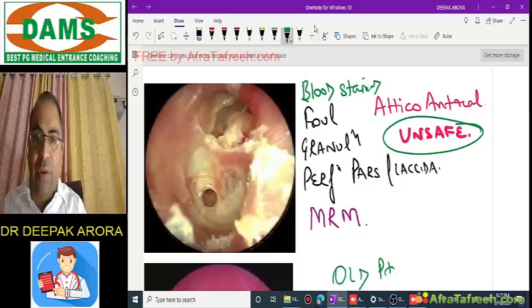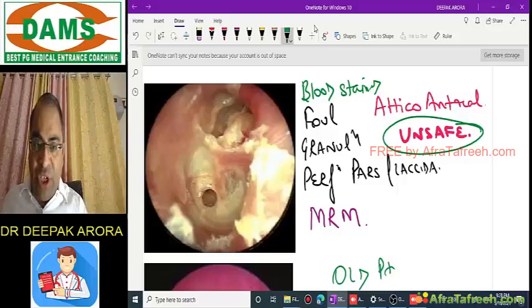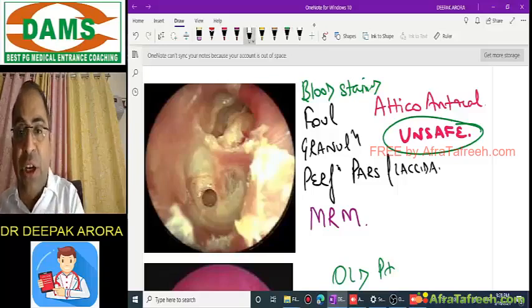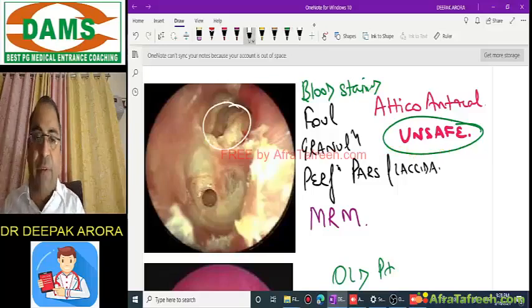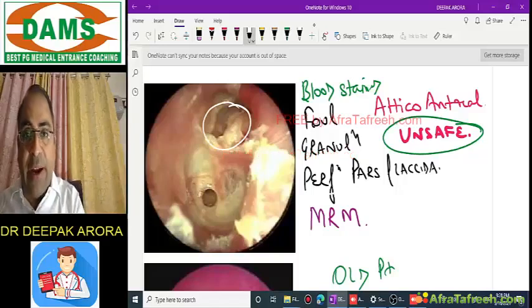Again, listen to the keywords. In the MCQ, they will be giving you a 40-year-old male complaining of chronic ear discharge, blood stained, there is a foul smelling, there is a granulation, there is a perforation in the pars flaccida. Can you appreciate in the image? We call it atticoantral ear. What is the treatment? Treatment is modified radical mastoidectomy.